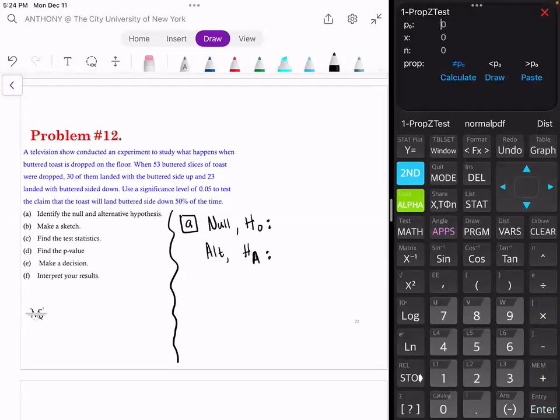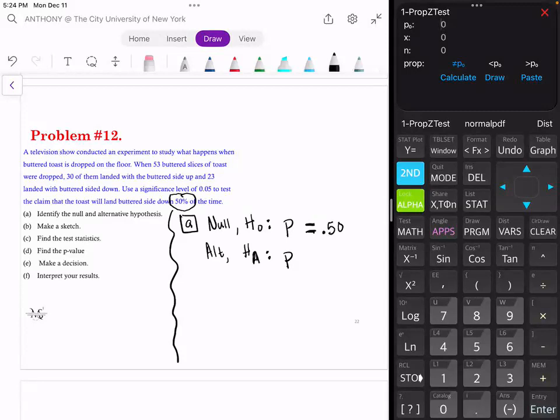Now, what we have is the population proportion. I'm going to have it for both of them. For part A, for the null, we always say P is equal to some value. So in this case, the claim here is that we want to test the claim that the toast will land butter side down 50% of the time. So P is equal to 0.50, right? 50% as a decimal is 0.50.